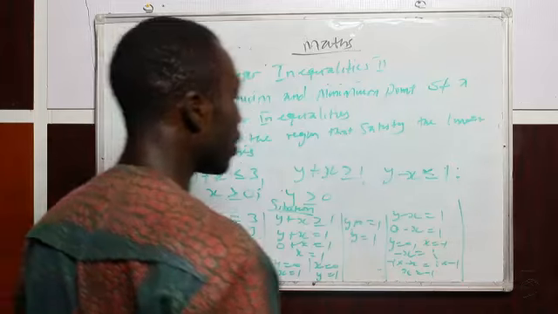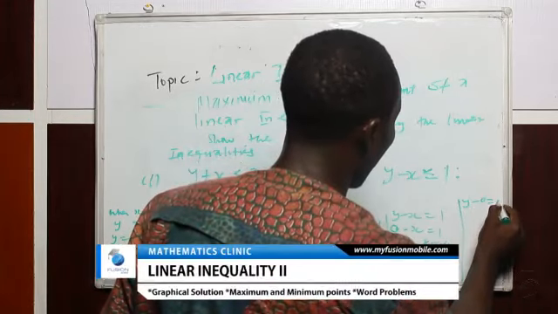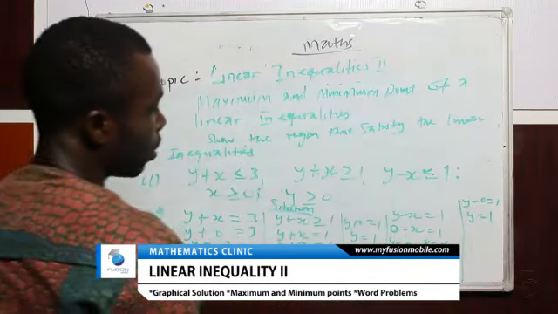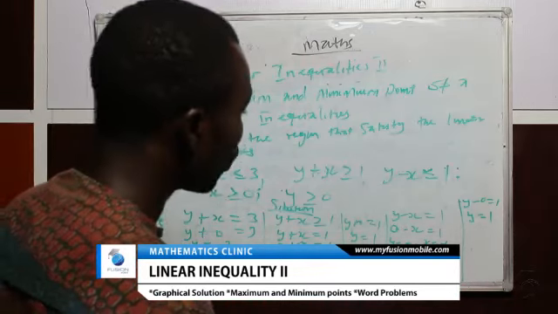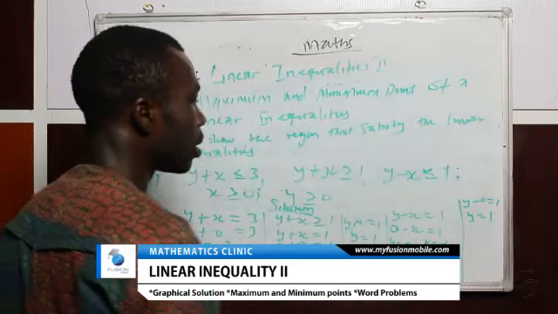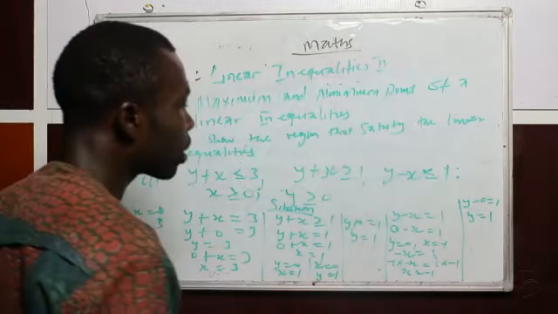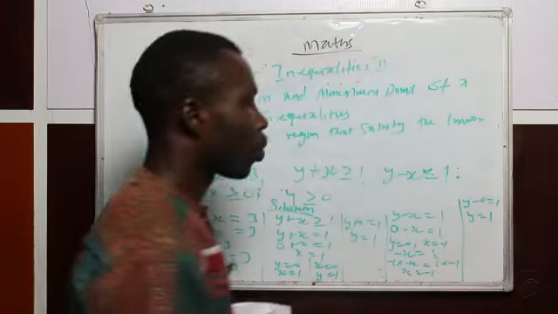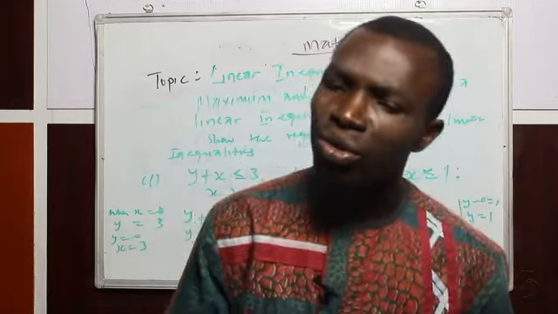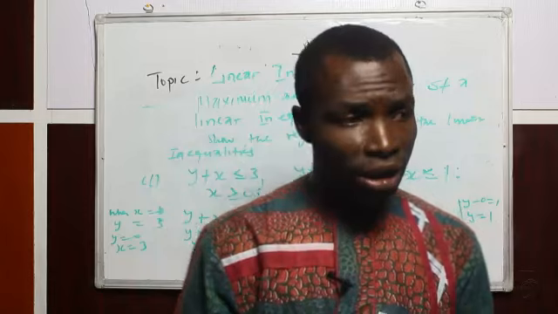When x is equal to 0, what is our y? Our y is equal to 1. When y was equal to 0, what is our x? Minus 1. Then, when x is equal to 0, what is our y? Our y was 1. Now, we are going to show this on the graph so as to see how we can interpret this question effectively.